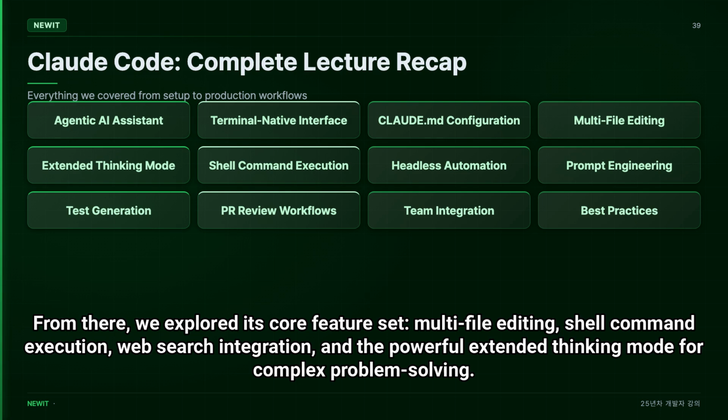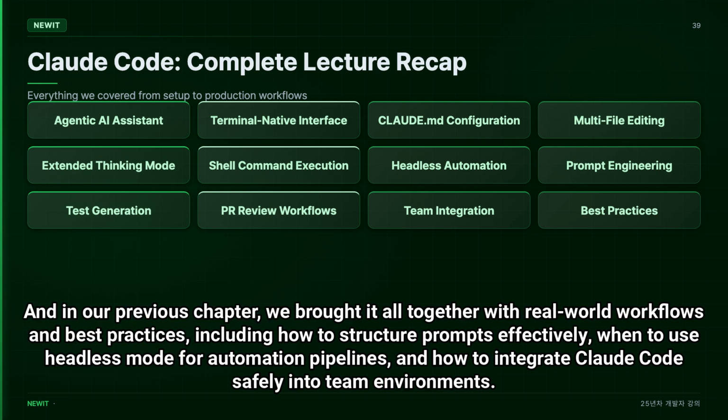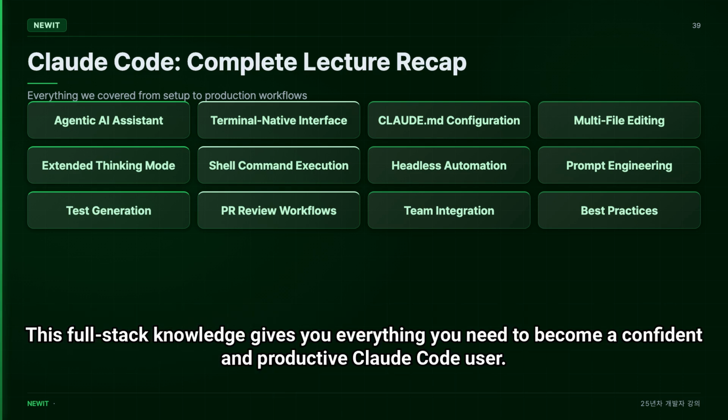From there, we explored its core feature set: multi-file editing, shell command execution, web search integration, and the powerful extended thinking mode for complex problem solving. We saw how Claude Code handles entire workflows autonomously, from generating boilerplate and writing tests to debugging runtime errors and reviewing pull requests. And in our previous chapter, we brought it all together with real-world workflows and best practices, including how to structure prompts effectively, when to use headless mode for automation pipelines, and how to integrate Claude Code safely into team environments. This full-stack knowledge gives you everything you need to become a confident and productive Claude Code user.